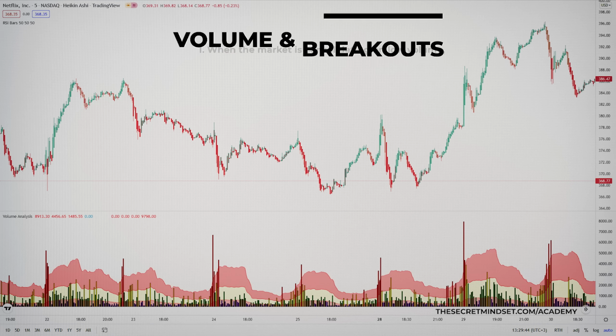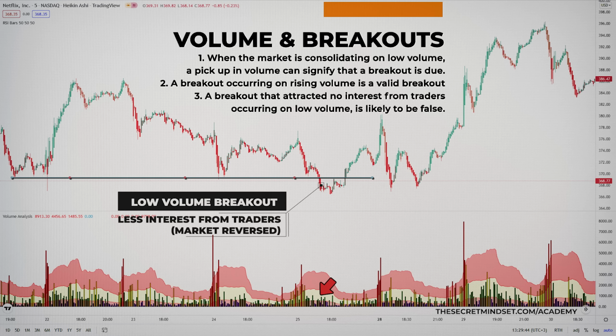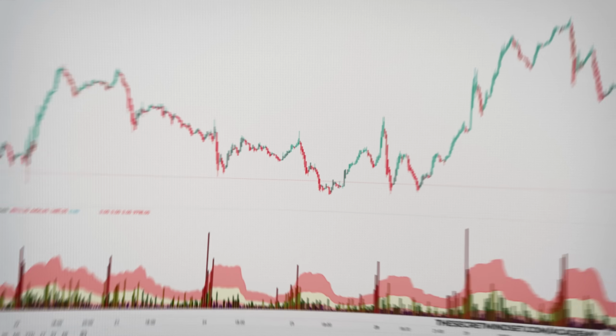When the market is consolidating on low volume, a pickup in volume can signify that a breakout is due. A breakout happening on rising volume is a valid breakout, while a breakout that attracted no interest from traders, occurring on low volume, is likely to be false.